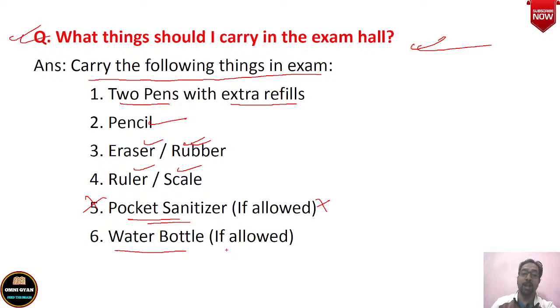Water bottle, if allowed, because there are students who write answers on the stickers on the cover of the water bottle. So many examiners don't allow a water bottle, so you have to take permission if you carry one. Ask the examiner for permission: can I carry my water bottle? It is better if you carry a fully transparent water bottle where no sticker paper is stuck. Fully transparent water bottle is always allowed.